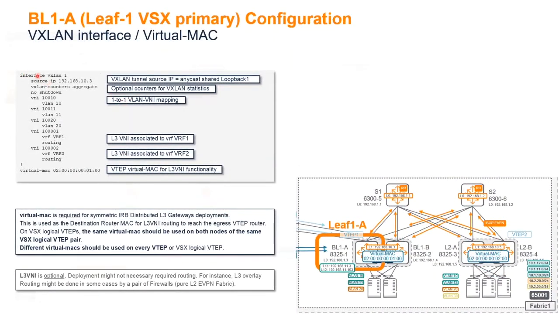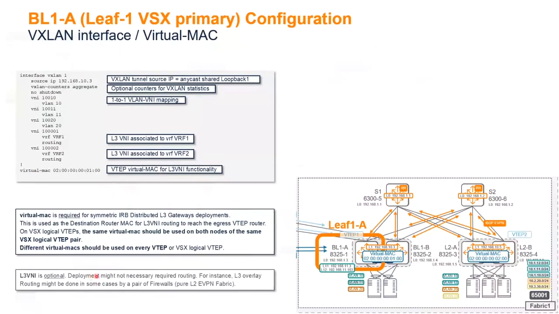Then you configure the VXLAN interface. So think about the counter, that is pretty much useful. The source IP is obviously the loopback one shared between primary and secondary. We talked about that. And then you define the VLAN mapping and VNI VLAN mapping. We'll get back to that because this is quite important, especially on the border. But here we are on a regular leaf for the time being. So you define what is locally connected here. And of course, the virtual MAC, which is used for routing.